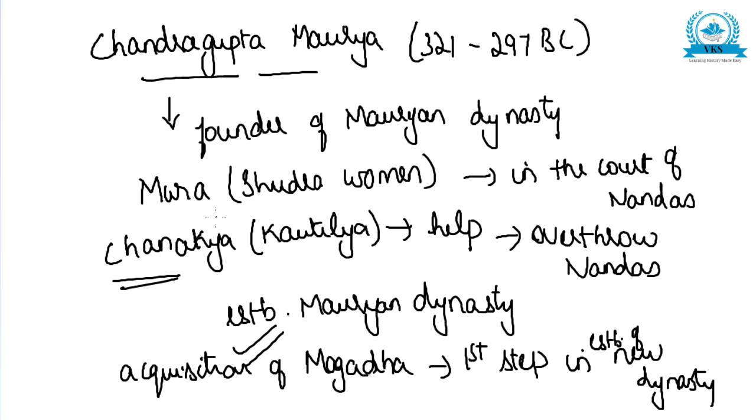So Chandragupta Maurya was a founder. According to the Brahminical tradition, he was born to Mura, who was a Shudra woman in the court of the Nandas, and he took advantage of the Nandas in the last days of their rule, and with the help of Chanakya, who is also called Kautilya, he overthrew the Nandas and established the rule of the Mauryan dynasty. The acquisition of Magadha was the first step in the establishment of the new dynasty.